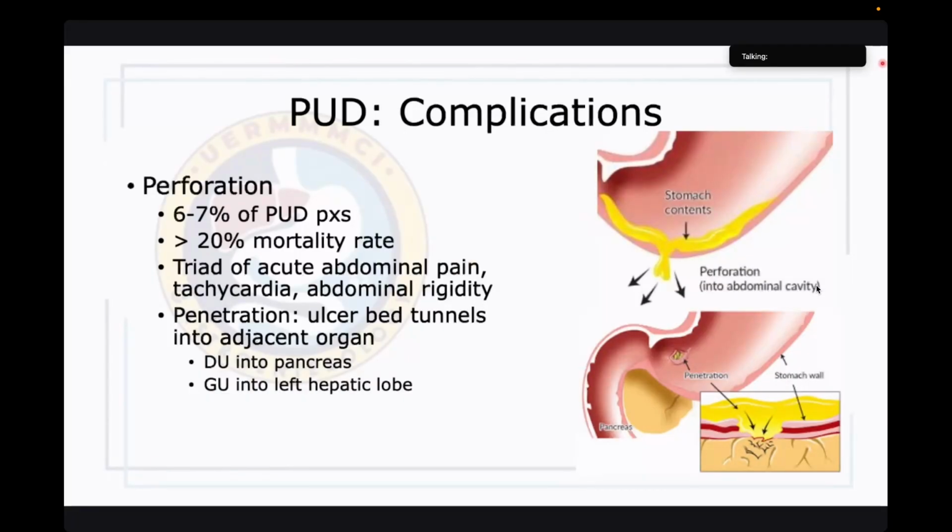Penetration is a form of perforation in which the ulcer bed tunnels into an adjacent organ. In contrast to perforation, there is no leakage of luminal contents into the peritoneal cavity, but still this is a condition that warrants surgical management. So here you can see a gastric ulcer penetrating into the pancreas. This is just an example, but it is actually the duodenal ulcers that tend to penetrate more posteriorly into the pancreas, whereas gastric ulcers tend to penetrate to the left hepatic lobe.